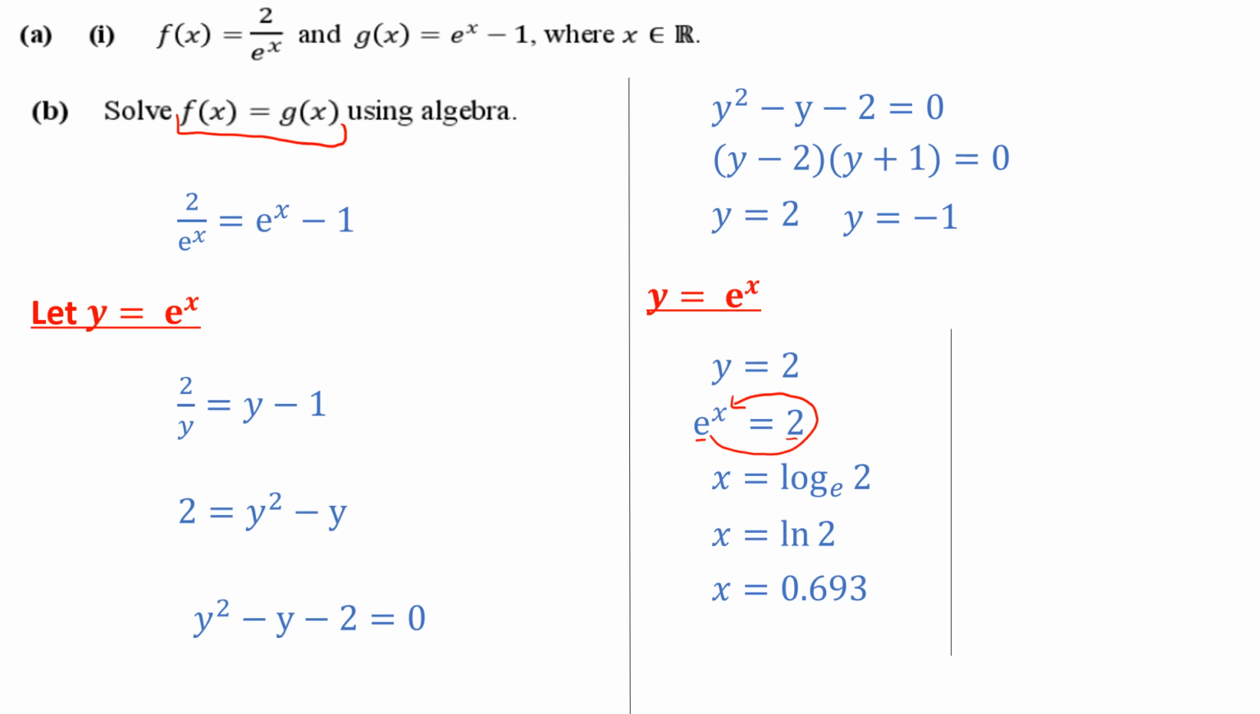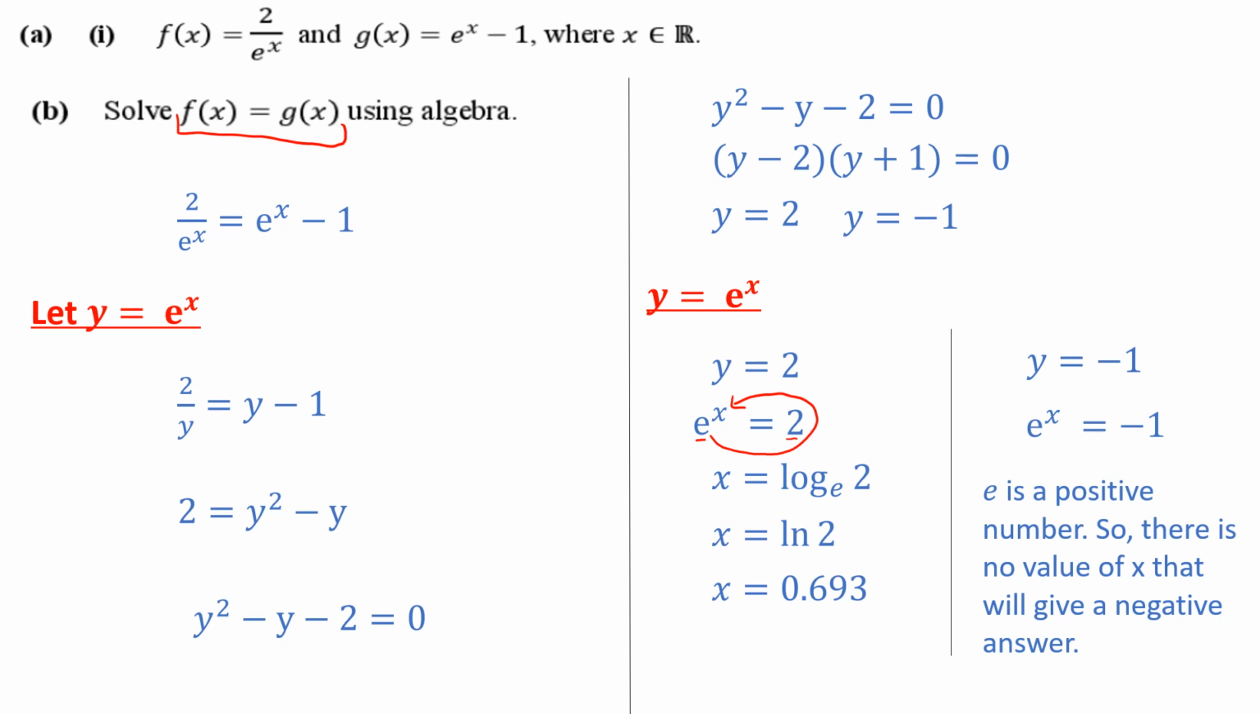Let's look at the second answer. So the second answer was y equals minus 1. So e to the power of x equals minus 1. Now, straight away, I can look at this and say, actually, that's not going to work. You can try convert it, and then you'll find you get an error at the end. But I do think actually to save yourself some lines of work to really engage with, can I get an answer for this? Again, going back to what we talked about in an earlier question, e is a positive number. So there is no value of x that will give a negative answer.